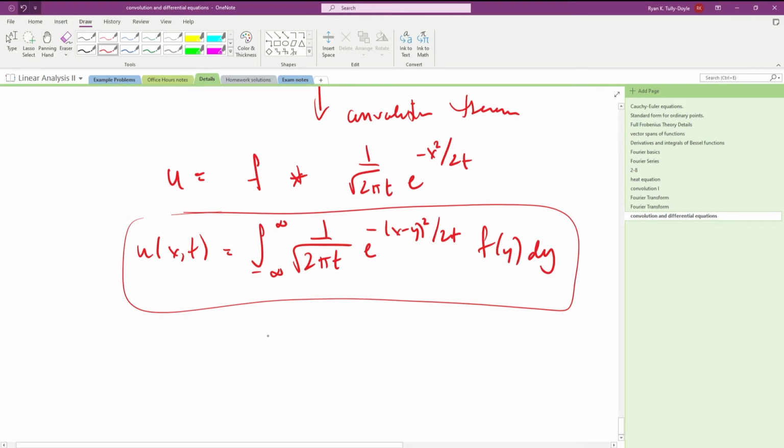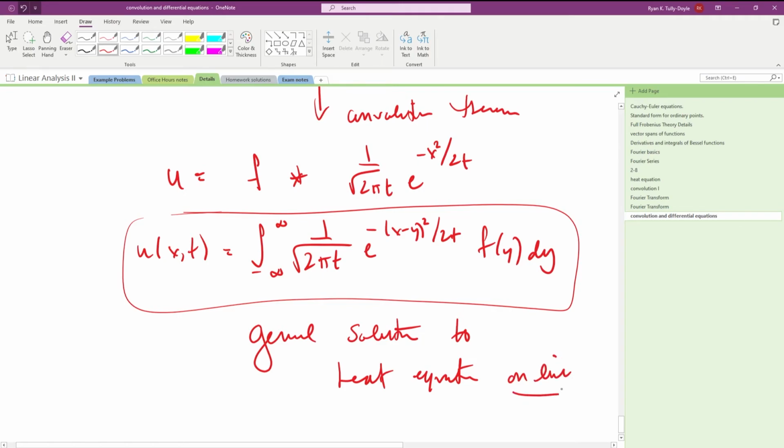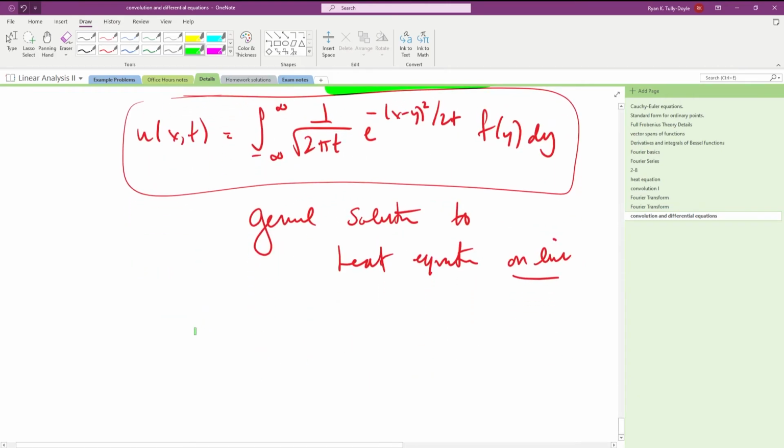So this is it. This is the general solution to the heat equation on the line, as opposed to on a circle. And this thing right here is so important that it has its own name. So g of x and t, equal to 1 over the square root of 2 pi t times e to the minus x squared over 2t, is called a Green's function.